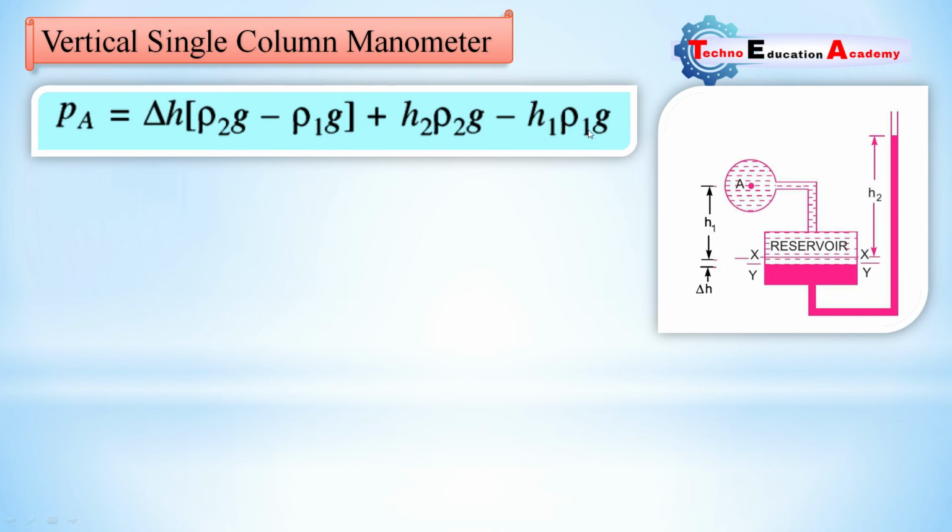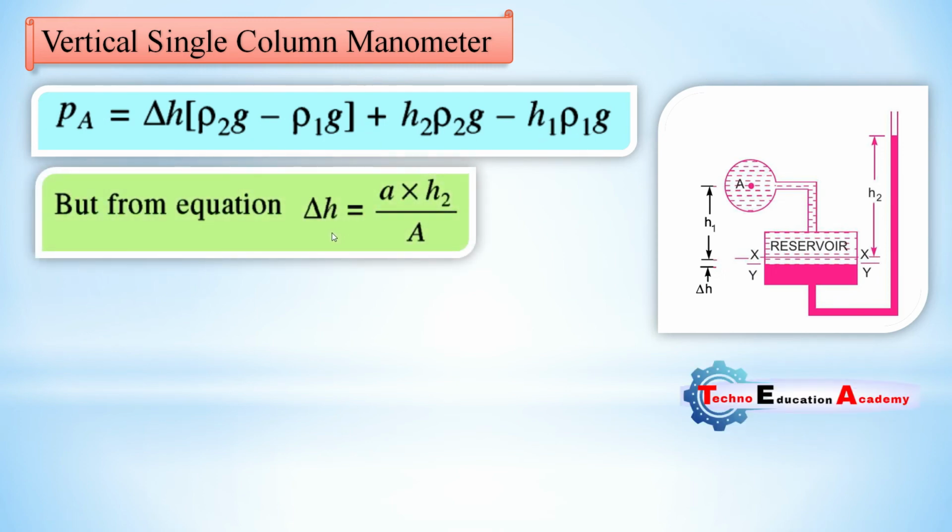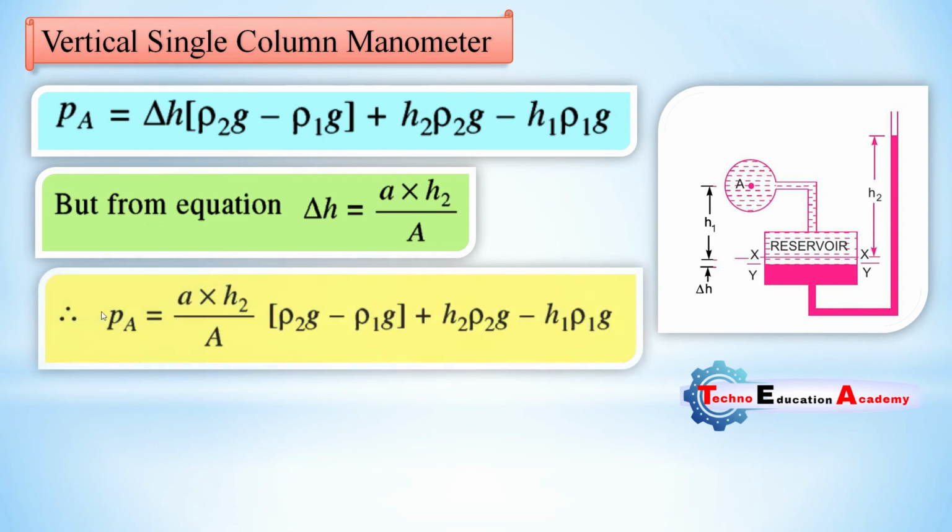Continue from the previous equation. We have already derived delta H in the previous slide: delta H equal to A into H2 upon A. So put the value of delta H in this equation. PA equal to, instead of delta H, we can write A into H2 divided by A, and this term remains as it is.